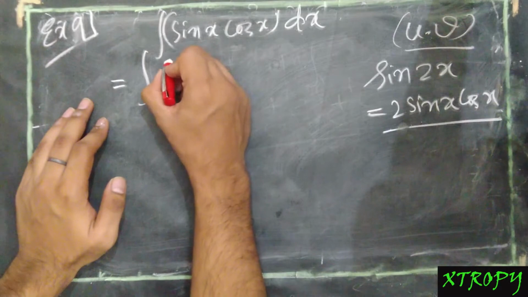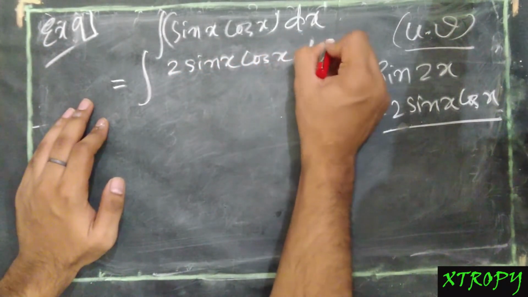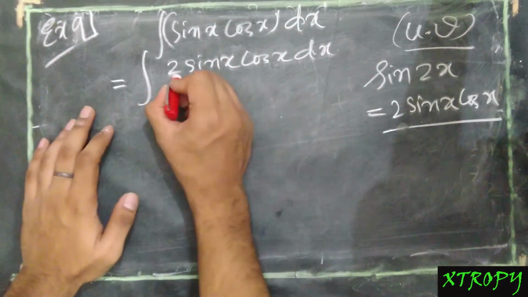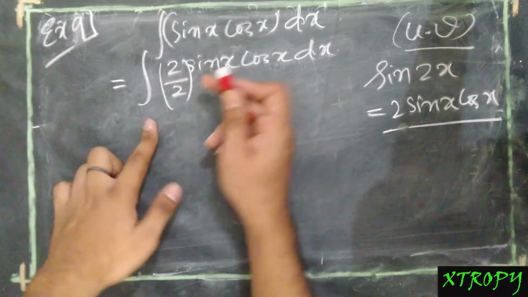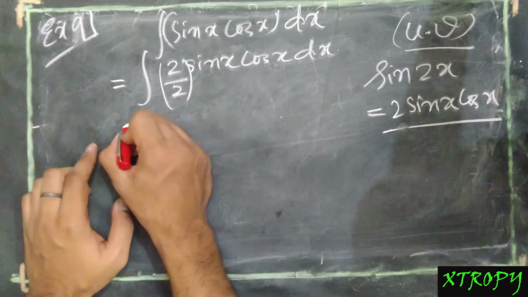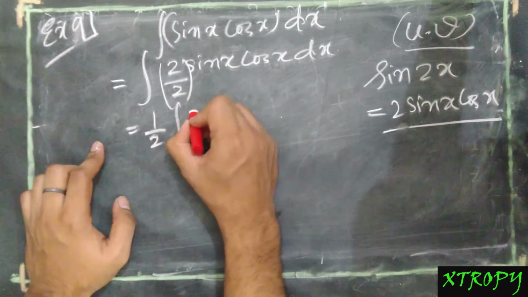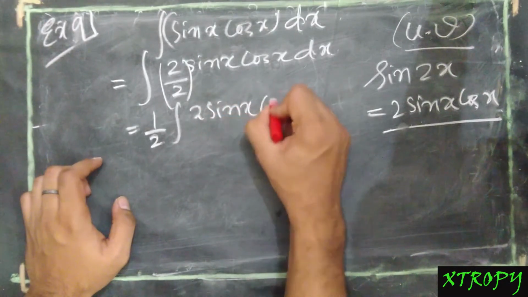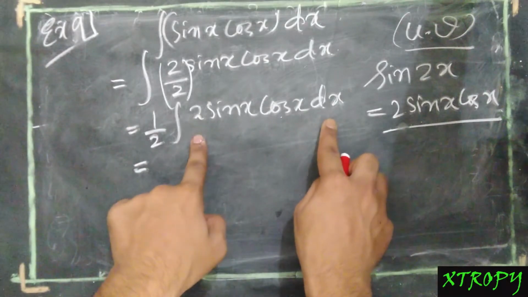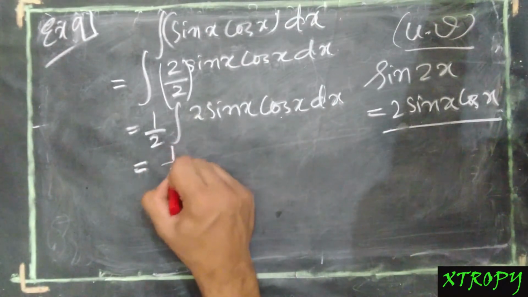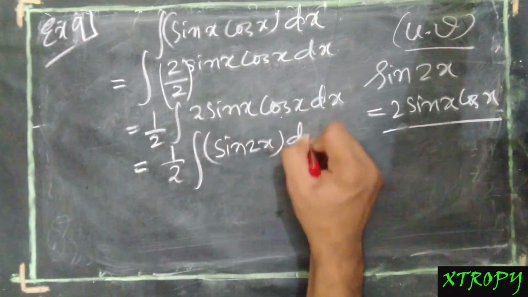So let us bring an extra 2 over here. Let us write this as 2 sine x cos x dx. If you are multiplying an extra 2, you need to divide by an extra 2. So this is basically 1 only. 2 by 2 you cancel, it becomes 1. But this is very important. It's a key step. Now you take this half outside. So it becomes half integration of 2 sine x cos x dx. Now you can write this 2 sine x cos x as sine 2x. So this becomes half integration of sine 2x dx.